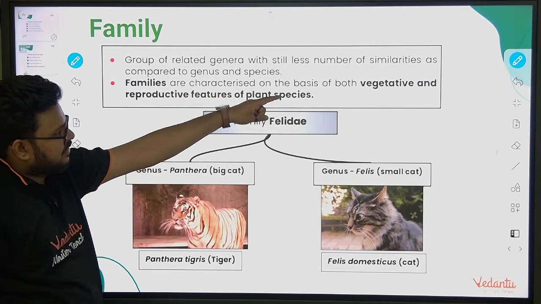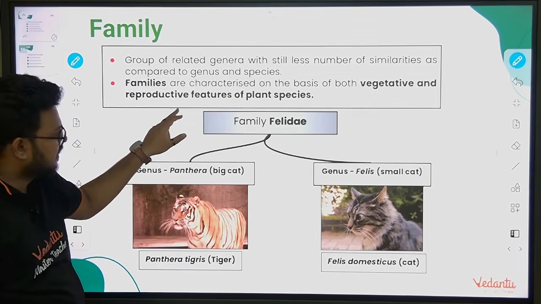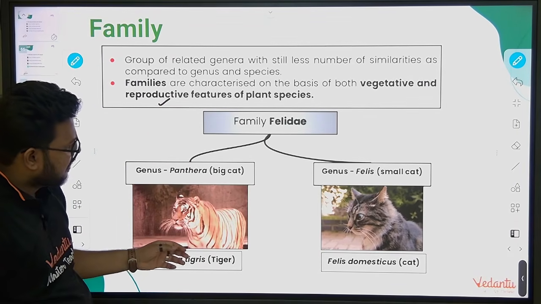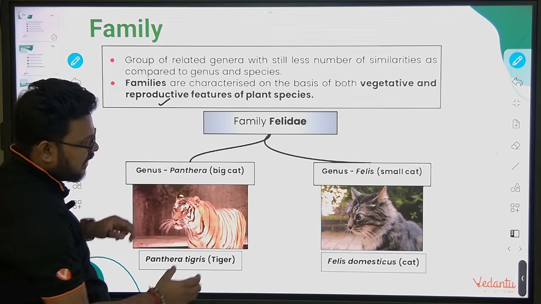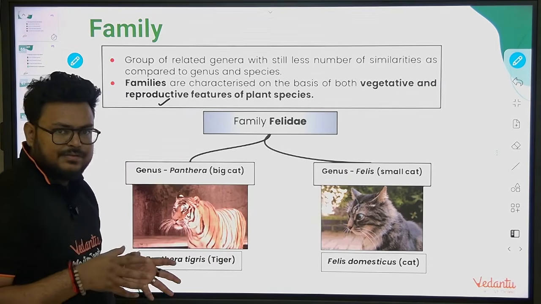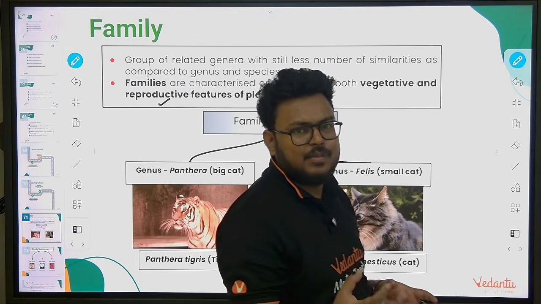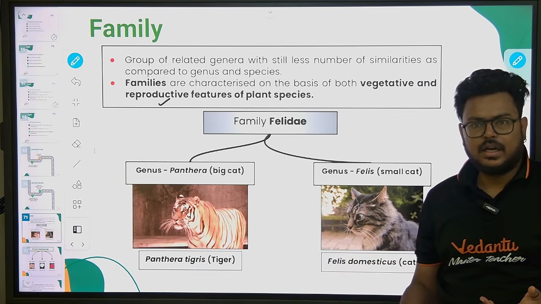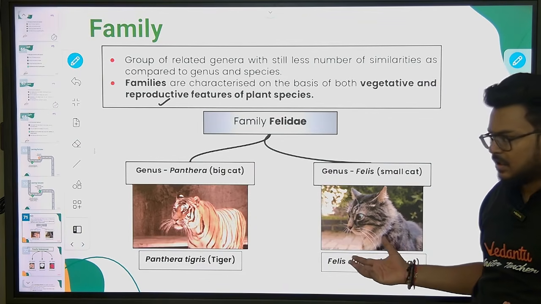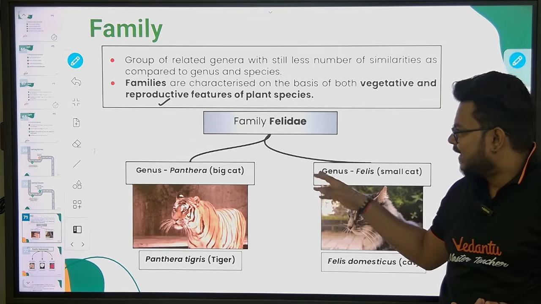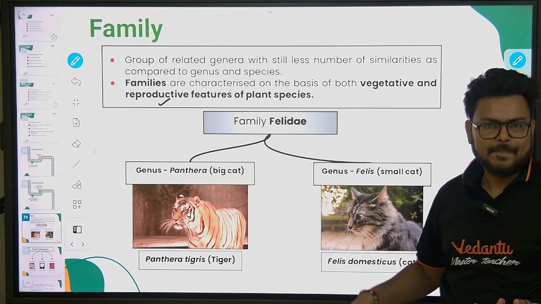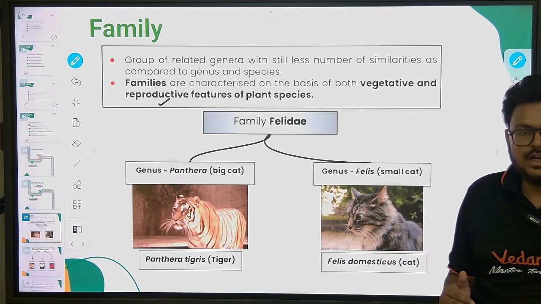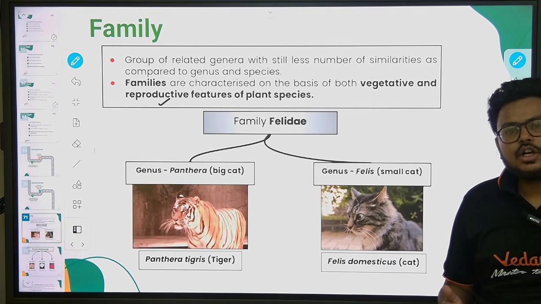Families are characterized on the basis of both vegetative and reproductive features of plant species. This point I'll discuss later on. But you can see Panthera and this is our Felis. So Felis is a genus that contains small cats. Panthera contains big cats, like you have seen right now, only Leo and Tiger. Here we have small cats, but they both share what? The same family, that is Felidae. So Felidae is our cat family. There will be one more family that is called Canidae. Canidae is our dog family.